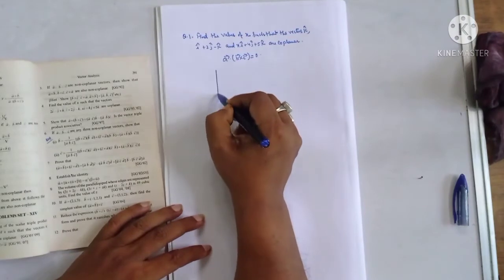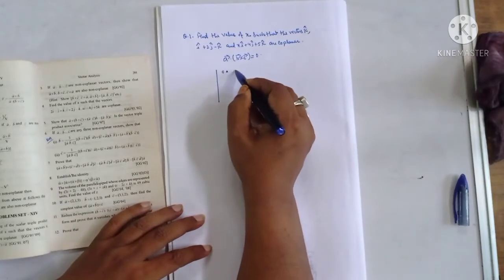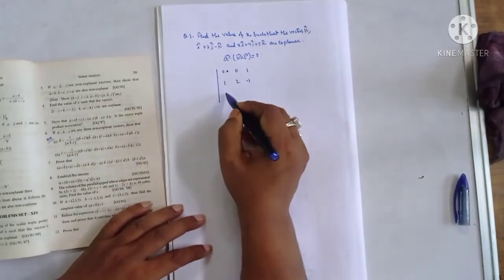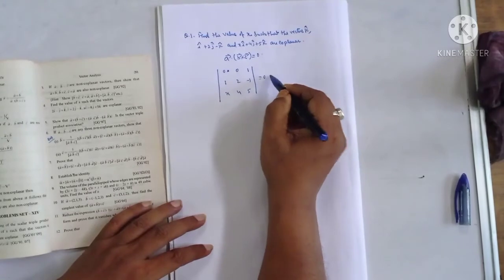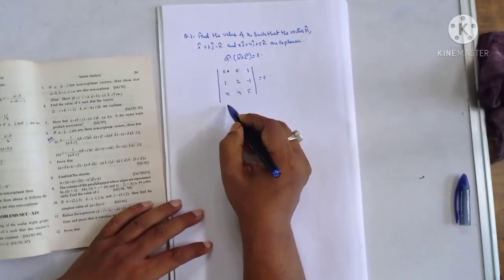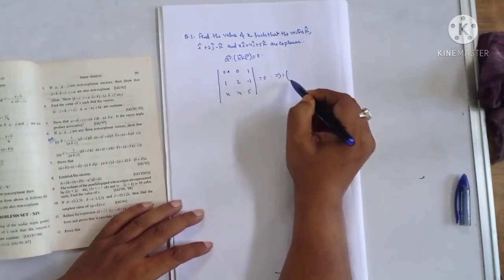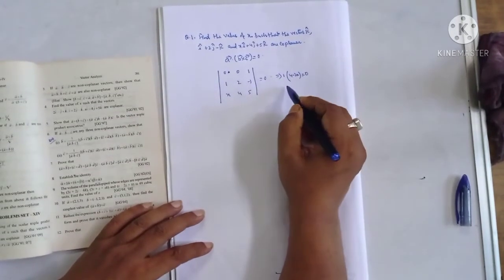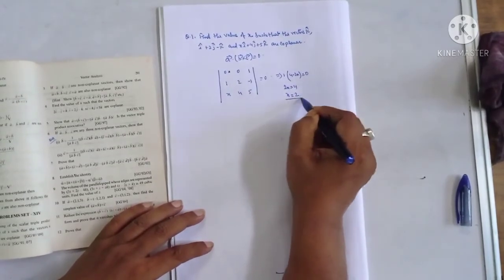So the determinant 0 1 1, 2 minus 1 x, 4 5, this is equal to 0. So this will be 1 remains here, so this will be 1 into 4 minus 2x is equal to 0. So 2x is equal to 4, x is equal to 2. This is your answer.